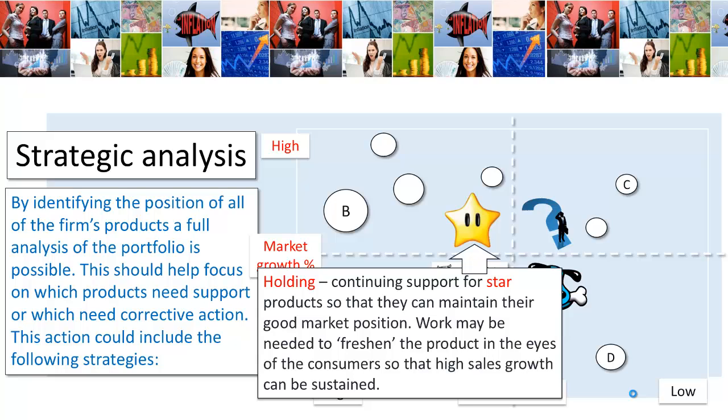Our stars have got a holding strategy. So continue to support with star products so that they can maintain their good market position. We don't want the competitors to get in there and grow their market share at the expense of ours. Work may be needed to freshen up the product in the eyes of the consumer so that those high sales growth can be sustained, maintained.